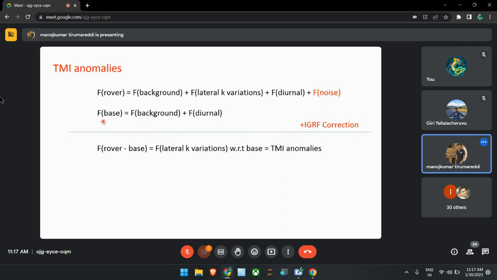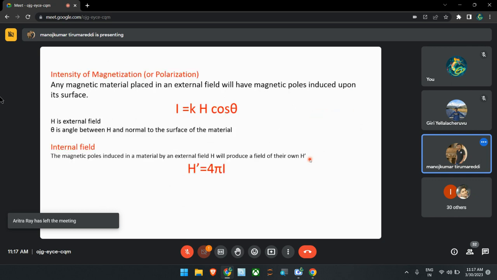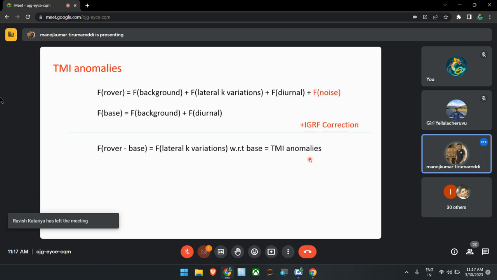Okay, if you remove rover from the base, this background will cancel, diurnal will cancel. We will get the magnetic field variation due to the lateral variation of the susceptibility contrast. These anomalies are called the TMI anomalies, that means total magnetic field. Okay, this is what we measure in the field. We got TMI anomalies now.